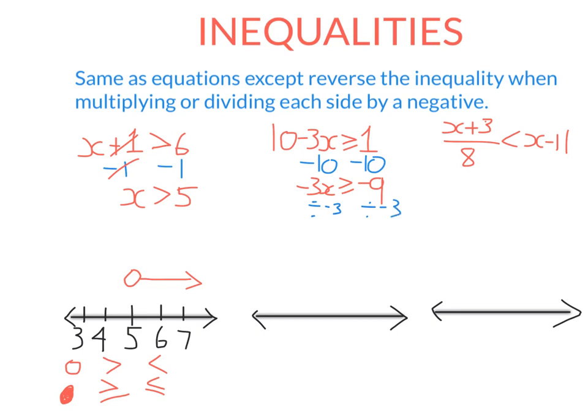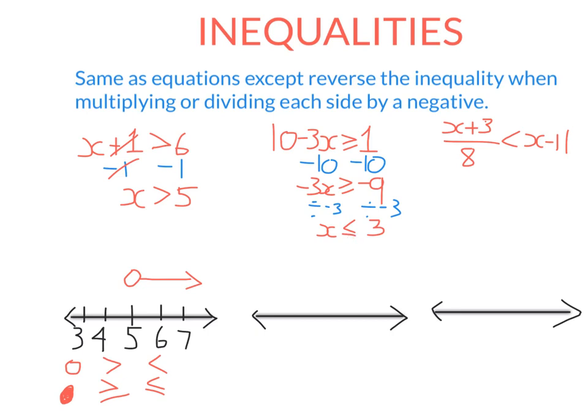That's what I meant up here. You reverse the inequality when multiplying and dividing each side by a negative. So minus 3x divided by minus 3 is just x. Minus 9 divided by minus 3 is just 3. Nothing special there. But because I divided each side by a negative, I'm going to reverse the inequality. So it switches to a less than or equal to. So my final solution is x is less than or equal to 3.